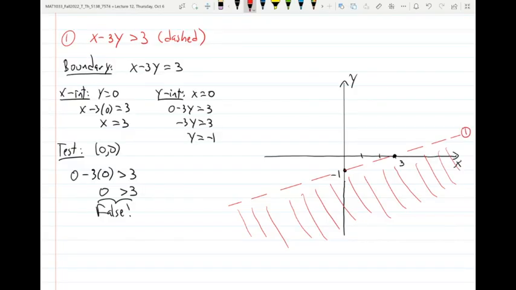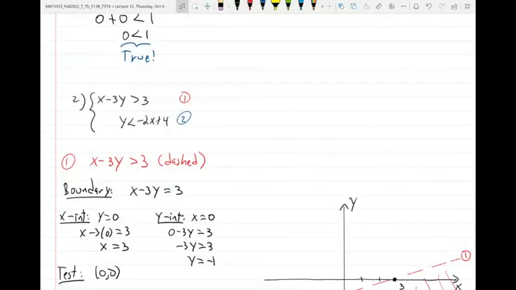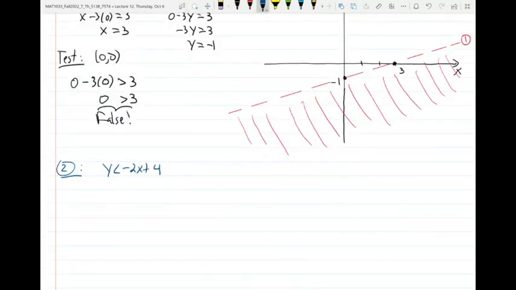Now we need to repeat the same process with number 2 on the same picture. All right. So number 2, write it down. y less than negative 2x plus 4. Here this is already given to me in slope intercept form, so might as well take advantage of that. Again, this will be dash.